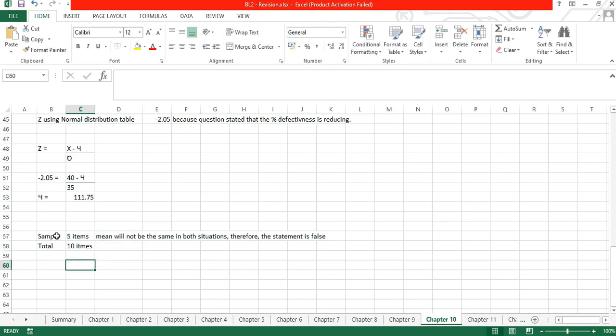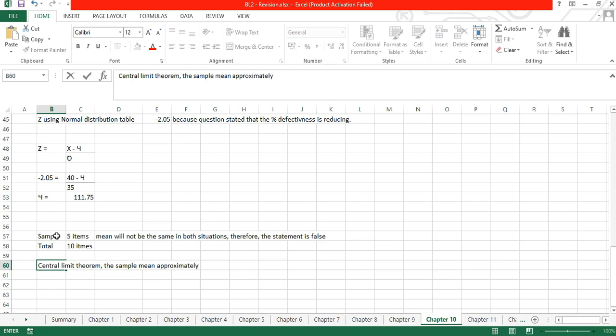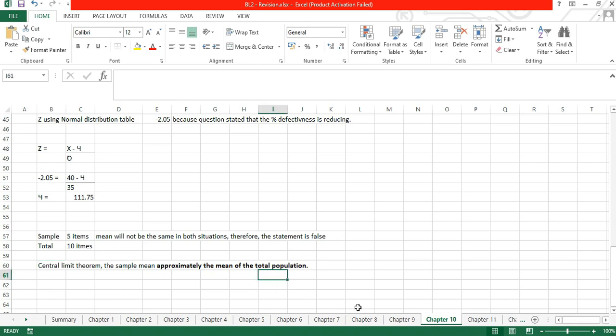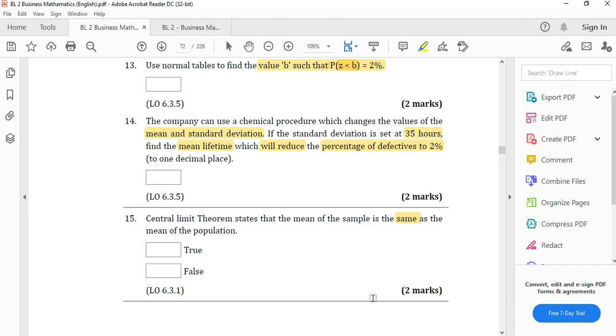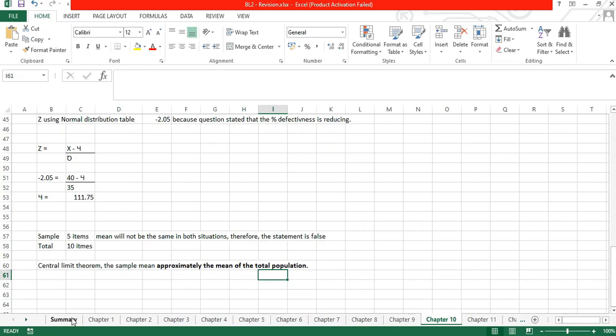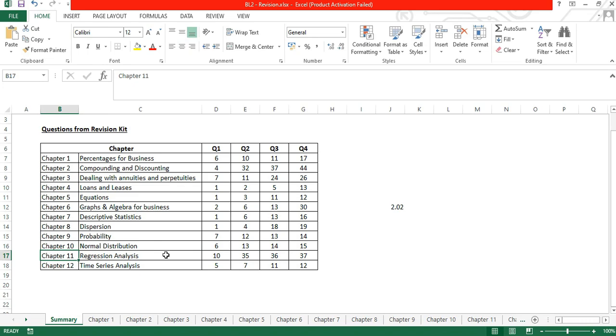Then what will happen? Using the central limit theorem, the sample mean is approximately, okay, not exact. The word approximately should be taken very carefully. Approximately means nearly. Approximately the sample mean is the mean of the total population. Okay, right. So this statement becomes false. So with that we finish the review of chapter 10. Let's move to chapter 11, regression analysis.